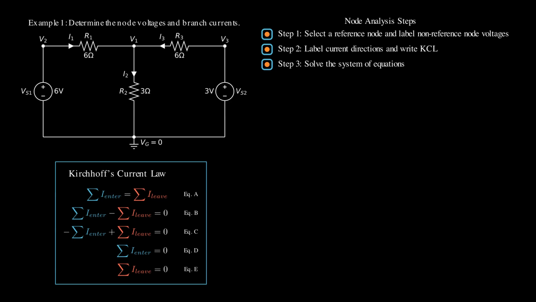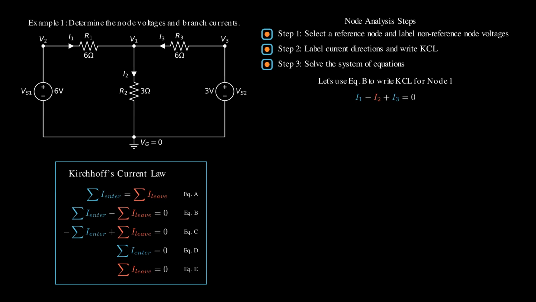But I hope you realize that they can derive from each other. Equation A is very easy to memorize, but it is not very practical for writing KCL because you need to group the entering currents and leaving currents first. I typically use equation B to write KCL, but you can just pick either equation B or C. Equations D and E are special scenarios in which all the currents are labeled to enter or leave the node. Let's use equation B to write the KCL for node 1.